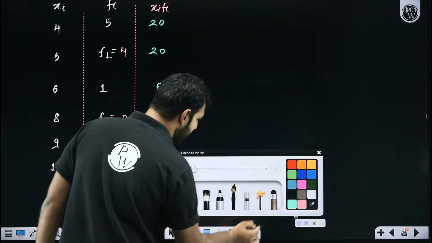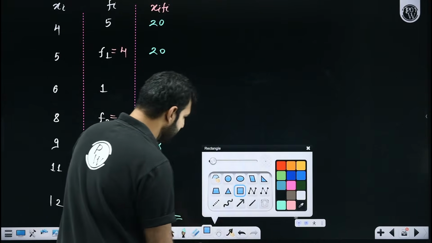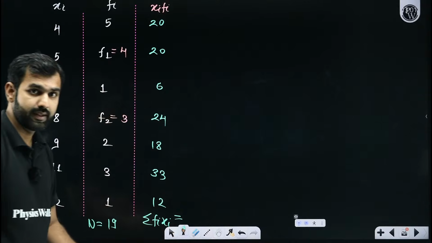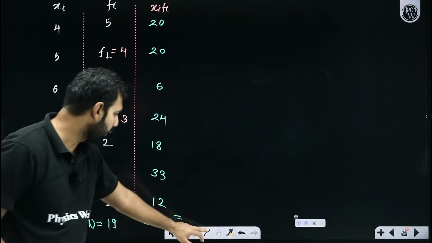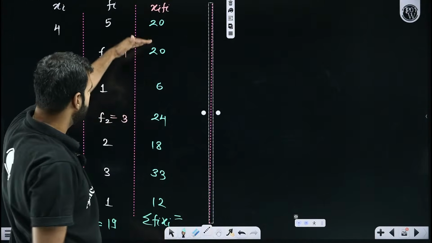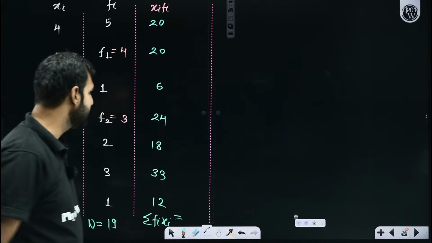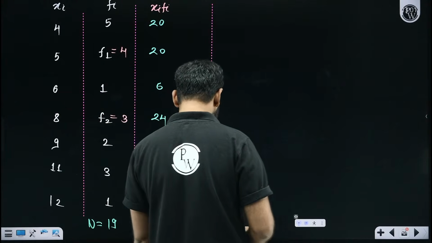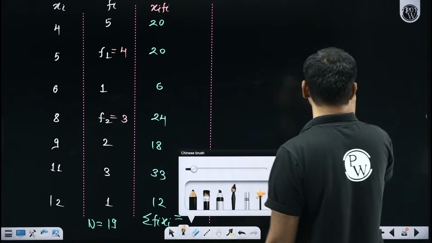I'm not calculating it all, I'm just giving you the data. Somebody, please quickly add all these values and tell me what summation xifi is going to be here: 20, 20, 6, 24, 18, 33 and 12. Quickly, somebody do it, and once you have done it, you give me this x bar as well.